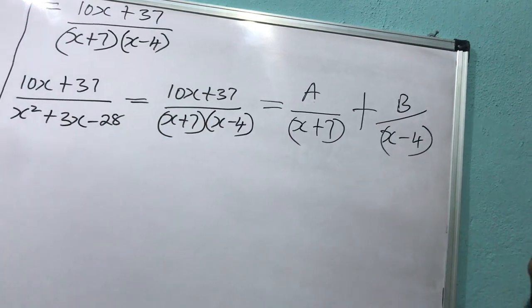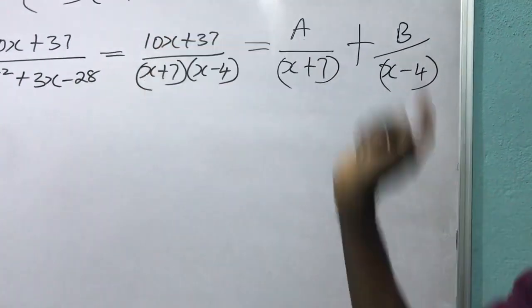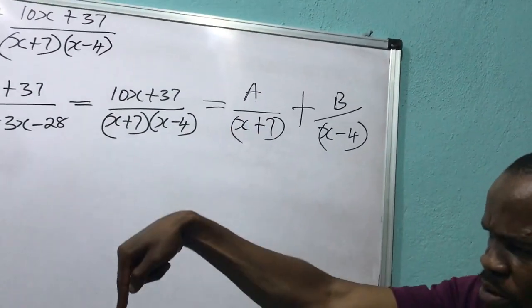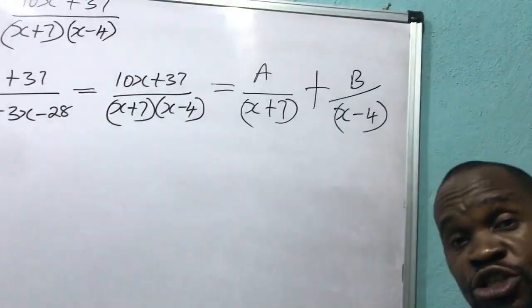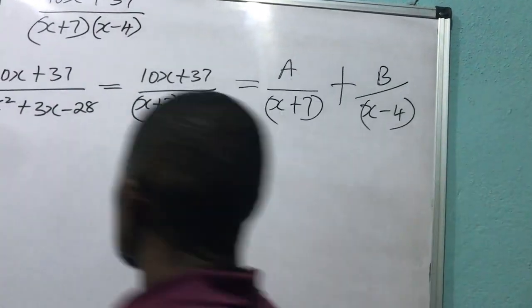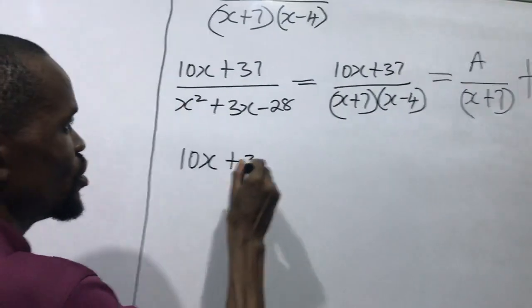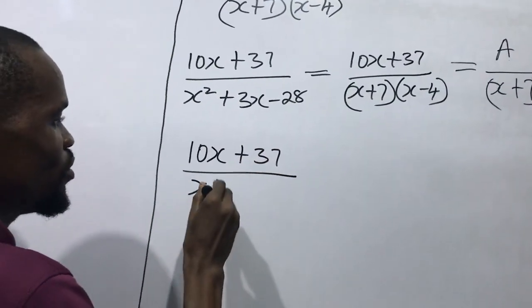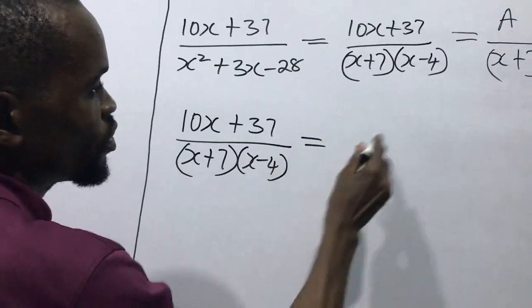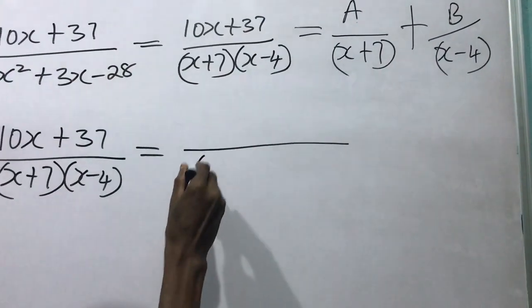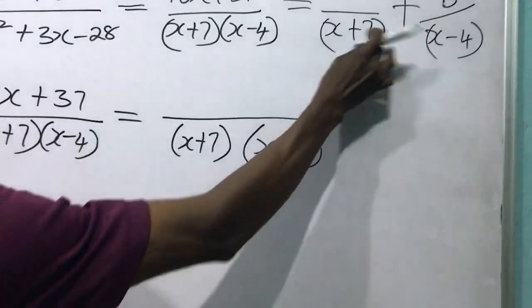Because I can ascertain the denominator of a fraction that made that compound from the compound given to me. If they give me the compound, I can ascertain the denominators of the fractions that made that compound. So therefore, I can now say that 10x plus 37 all over x plus 7 into x minus 4 is equal to the LCM, which is x plus 7 into x minus 4. That's the LCM of this.